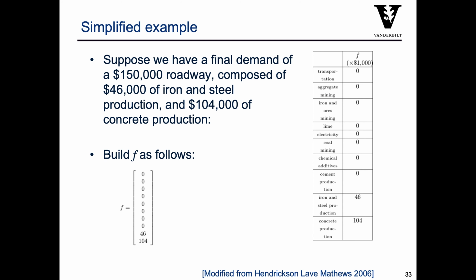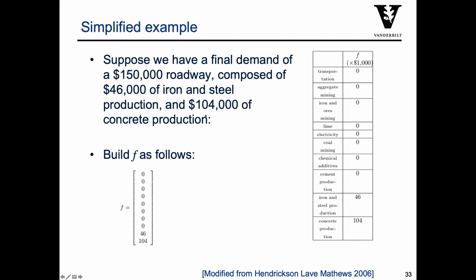Okay, so let's look through a simplified example, and this comes out of the work of Chris Hendrickson and some of his collaborators, the pioneer of this approach. You'll see a pretty typical example from the civil and environmental engineering domain. You want to build a roadway. It's going to cost you $150,000, and you're going to end up with $46,000 worth of iron and steel in it, and you know that you're going to need $104,000 of concrete in it.